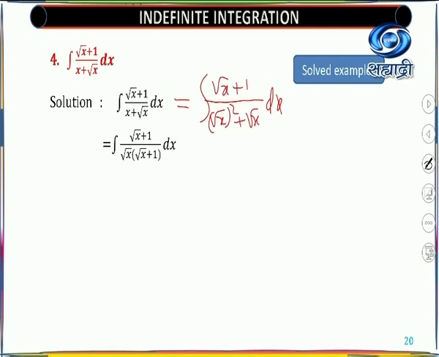Now look at here, this is your step, that is second step. Now you will take root x common, so you will get root x plus 1 dx. This root x plus 1 will get cancel. You will get this is equal to integral of 1 upon root x dx.